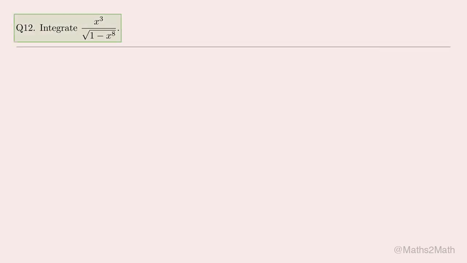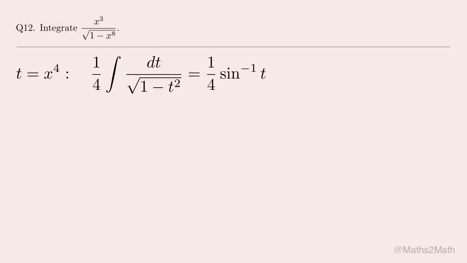Question 12. x cubed is a quarter of the derivative of x to the fourth. Inverse sine of the fourth power. t is x to the fourth. Back in x.